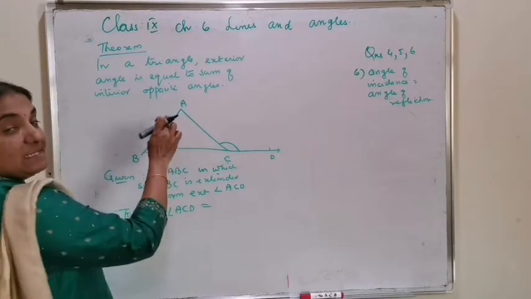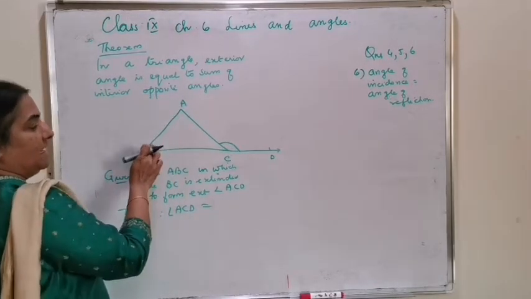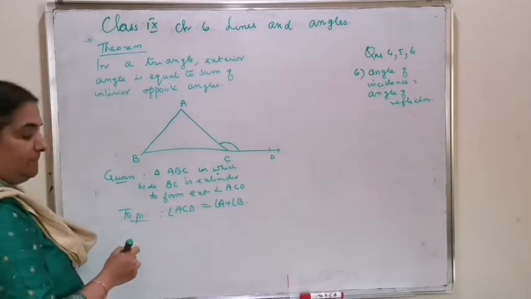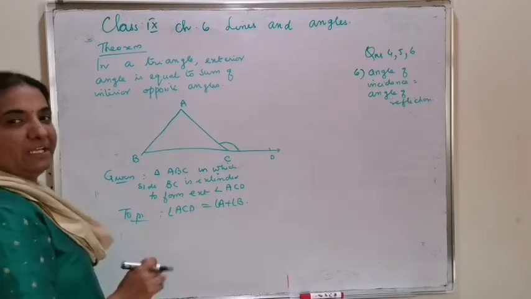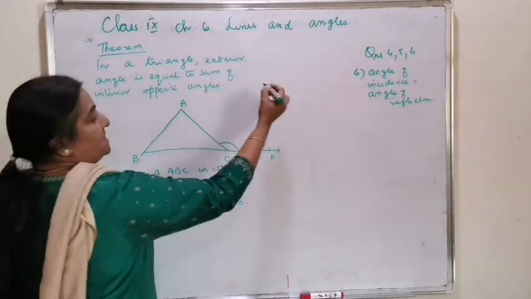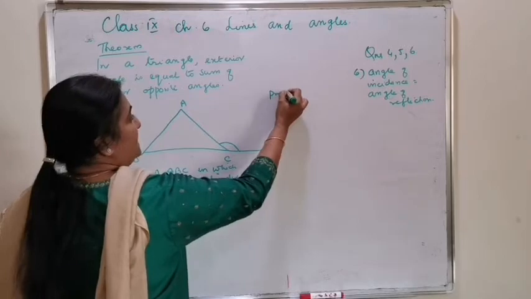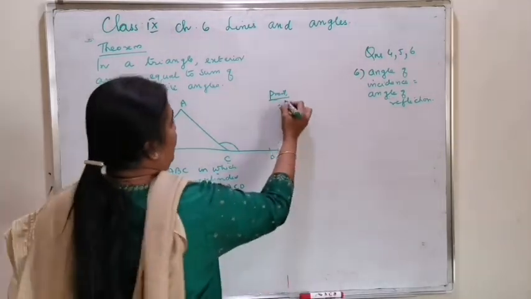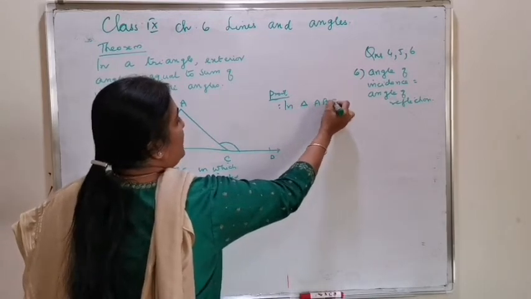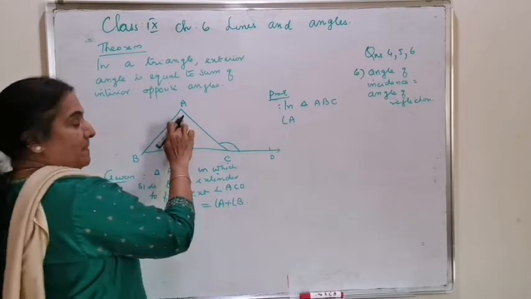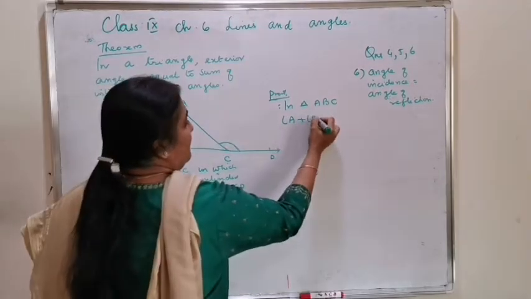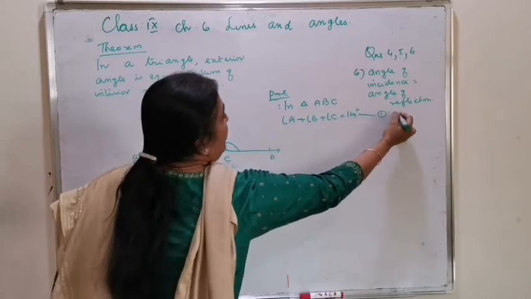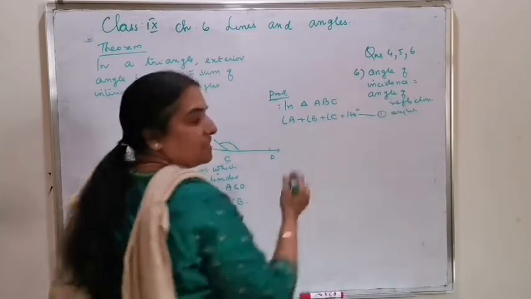Which are the opposite angles in the interior side? Angle A and angle B. Angle A plus angle B. Here there is no need of any construction. The proof starts as, you can apply angle sum property of triangle. Now, in triangle ABC, angle A plus angle B plus angle C is equal to 180 degree. Equation number 1, angle sum property.